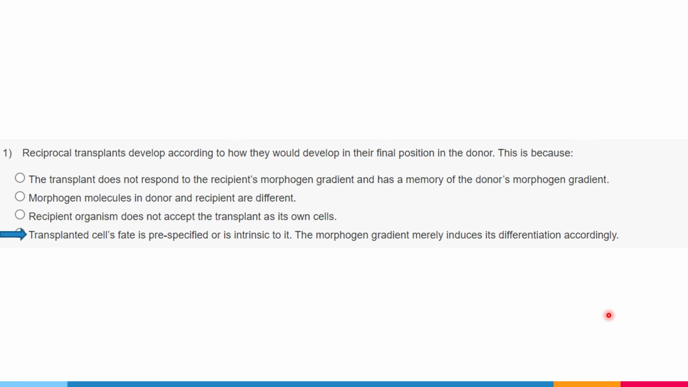This is a bit complicated. I will ask you to actually go and read it up in Scott Gilbert, and if there is any problem, ask me in the next class. Does anyone want to ask anything about this? Okay.